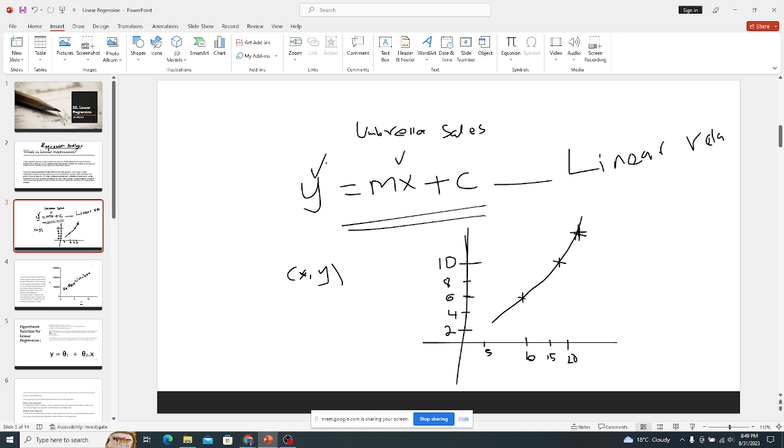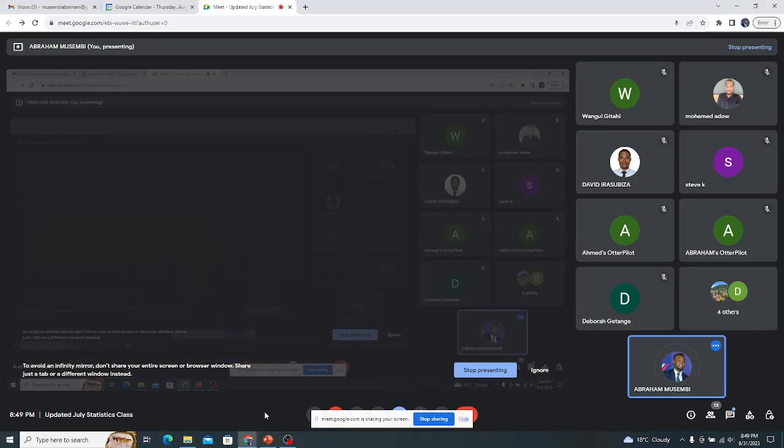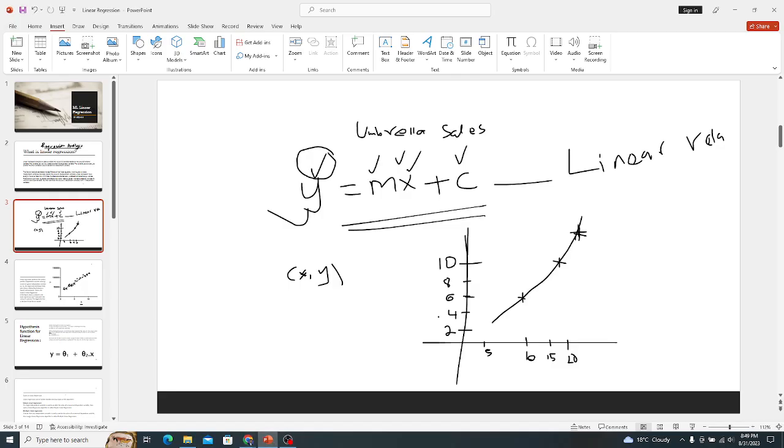So in terms of linear regression, what is y, what is m, what is x, what is c? Someone? Wangui? C is the intercept of the line. Which intercept? The intercept of the y-axis. Yes, that is the y-intercept. And then m is the slope of that line. Yes, m is the slope. Correct. C is the y-intercept.